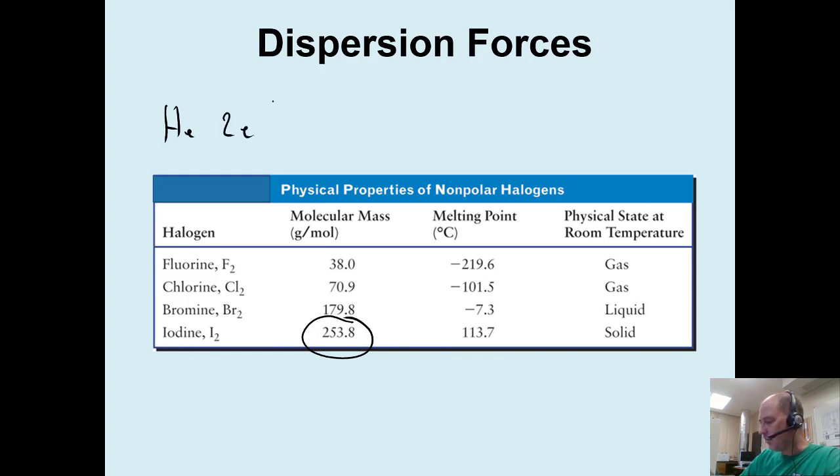There are 2 electrons here. Fluorine has 18 electrons, and iodine is 106 electrons. So you've got 106 electrons that are all hovering around, and so the chances of you getting an induced dipole are much, much higher. So it is actually a solid at room temperature with a melting point here of 113.7. And so you can argue that as you increase molar mass, you increase the London dispersion forces.